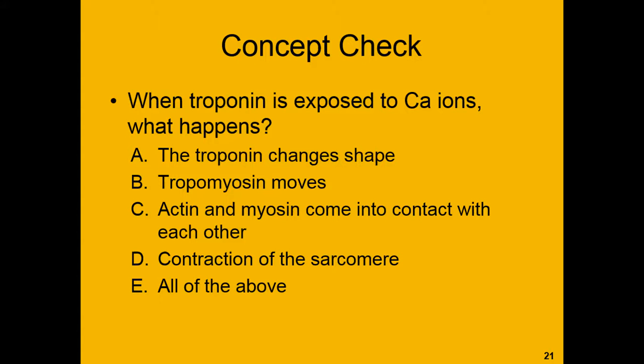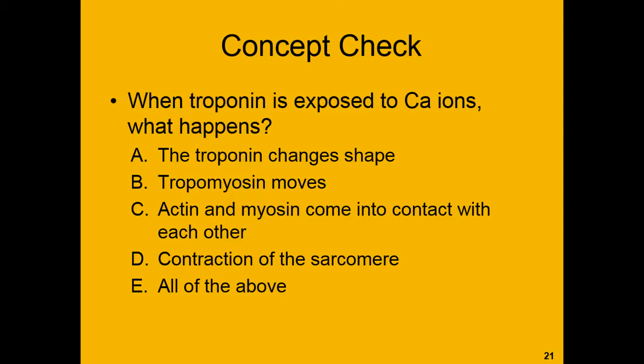So, class, concept check. When troponin is exposed to calcium ions, what happens? A, troponin changes shape; B, tropomyosin moves; C, actin and myosin come into contact with each other; D, contraction of the sarcomere; or E, all of the above. So go ahead and pause the video and check your text, check your notes, get me an answer. 5, 4, 3, 2, 1.